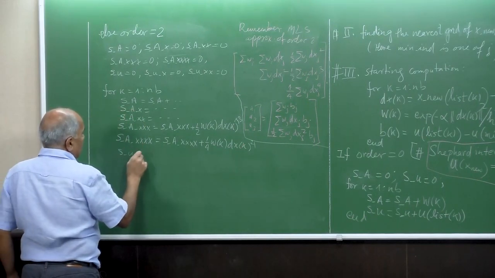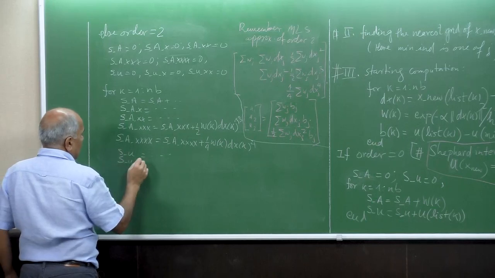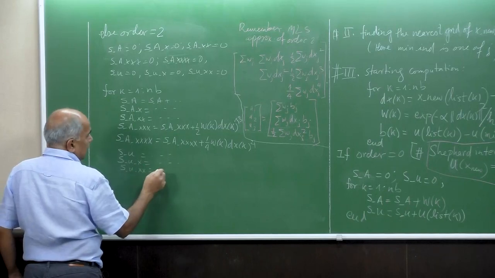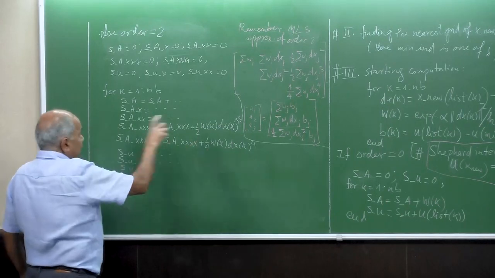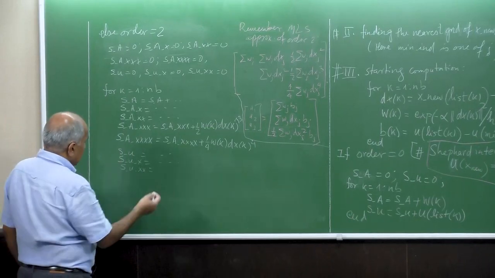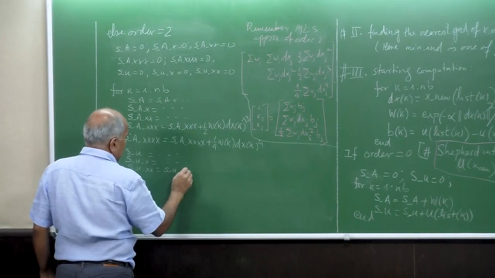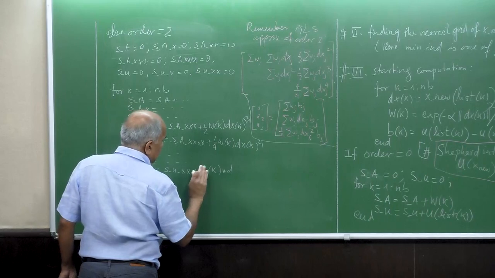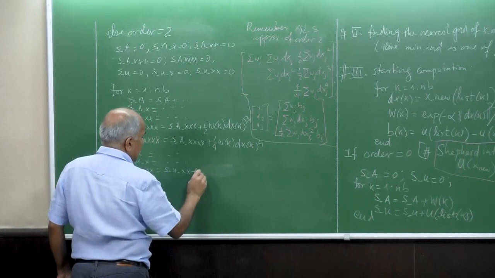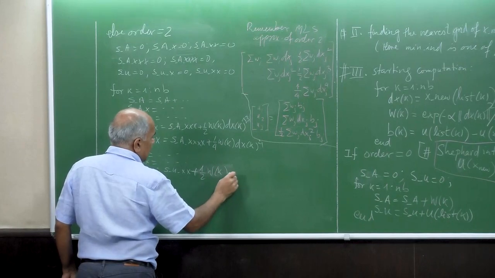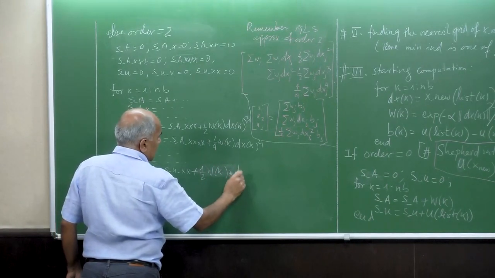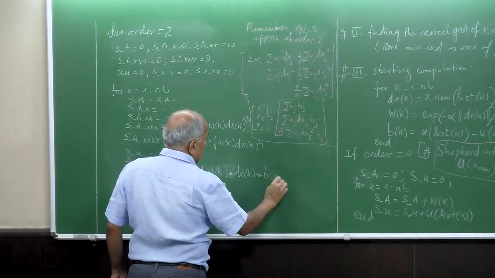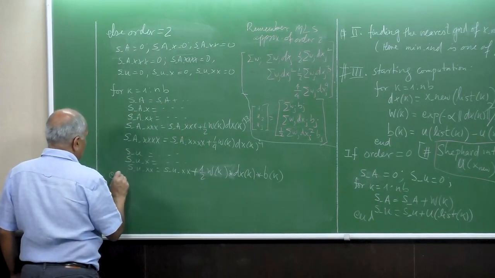Then we have similarly our SU, SU X, SU of the third component other than that. So you can just copy and put it here. And the last component is SU XX plus half W of K times DX of K times B of K. So now we are in the loop.